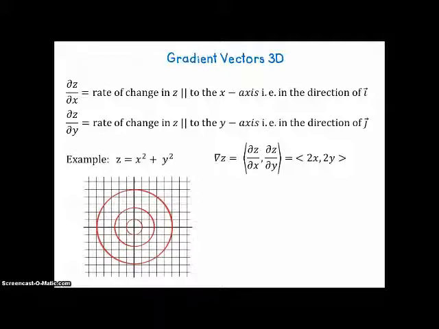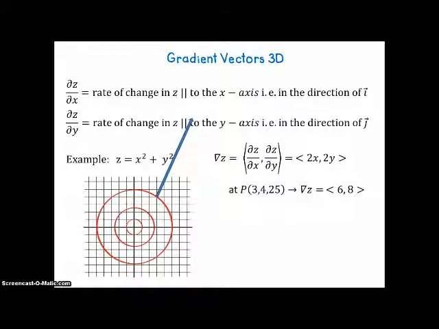So here are some level curves of that surface on the xy plane. For example, at the point 3, 4, 25, the gradient vector will be 6, 8. And so we will draw a vector at that point moving 6 to the right and 8 upwards.